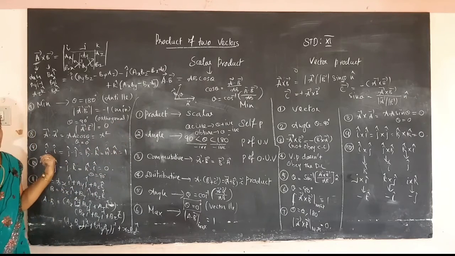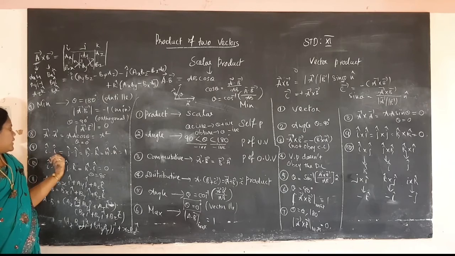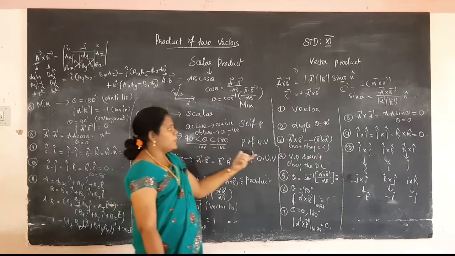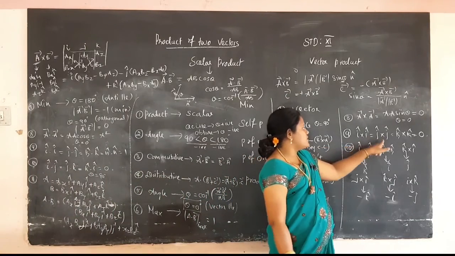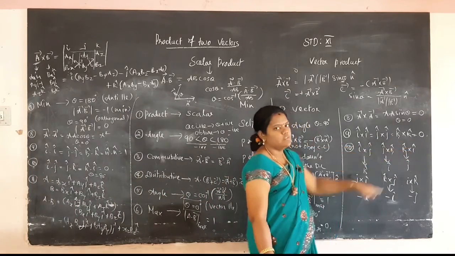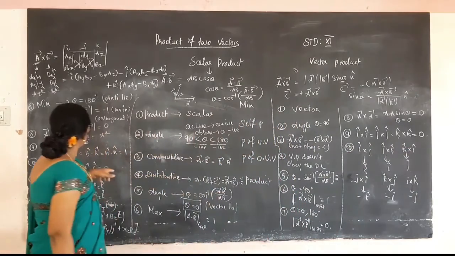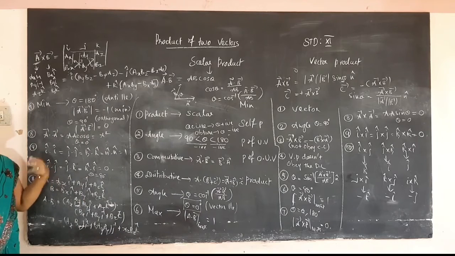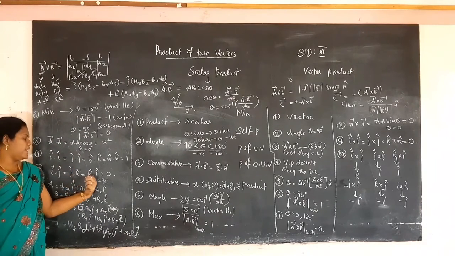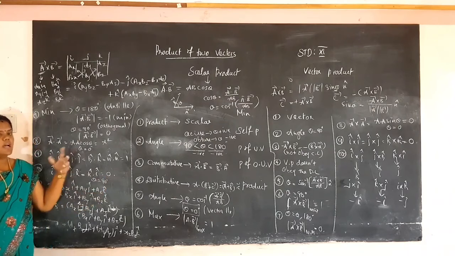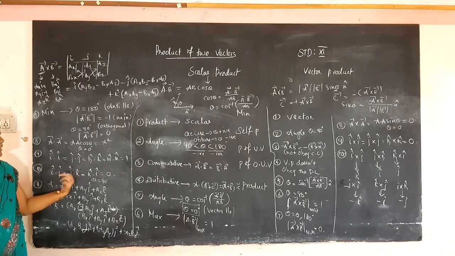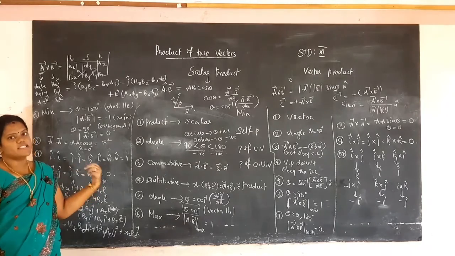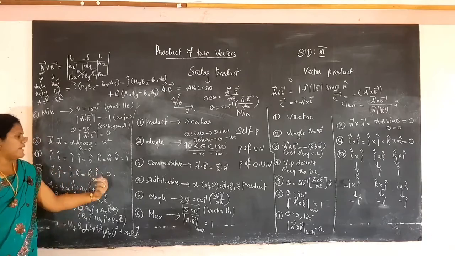And then the self product of unit vectors: i dot i, j dot j, k dot k is equal to 1, but in the vector product, i cross i, j cross j, k cross k is equal to 0. And then k dot i is equal to 0. If you multiply one vector with another orthogonal vector, its value is 0, because the two vectors are orthogonal, theta will be equal to 90 degrees, cos 90 value is 0, so it will take the value of 0.